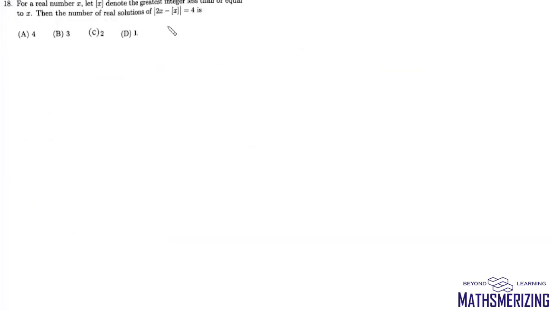Now question number 18: we need to find the number of real solutions of this equation, which is mod of 2x minus greatest integer function of x, equal to 4. So we can write this as 2x minus greatest integer function of x equal to plus or minus 4. Now we'll take the first case.